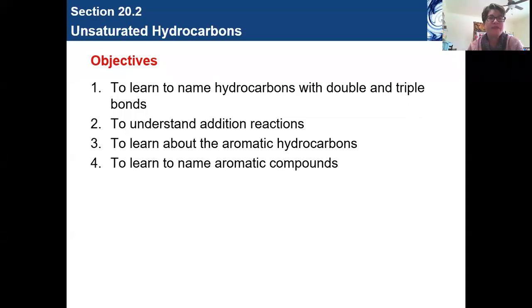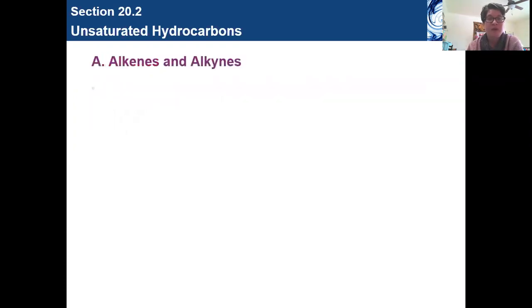Okay, this is section 2, and these are unsaturated hydrocarbons. So remember, unsaturated have double bonds or triple bonds. Unsaturated means they're not completely filled up with hydrogen. And then we'll look at some reactions and some aromatic. We're not going to focus a lot on reactions. And then we'll look at aromatic compounds as well.